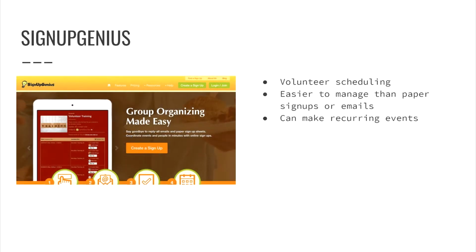Sign Up Genius. This is if you need folks to sign up for things and maybe you can't rely on them putting their name on a piece of paper on a list. Sign Up Genius is a great tool to use. When I talk to youth ministers about using this tool, I'll talk about things like scheduling acolytes. We know that sometimes that can be a challenge, both getting them into church to sign up and then getting them back there on the day that they need to acolyte.